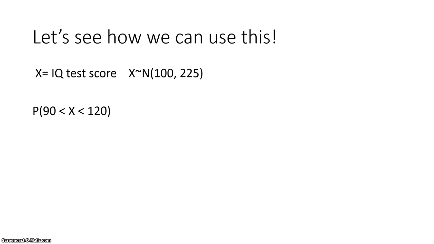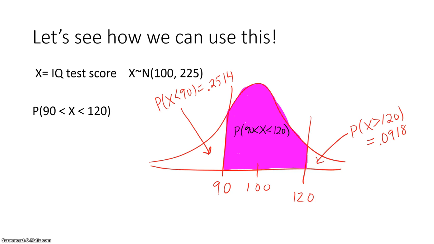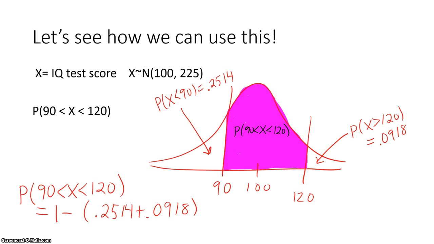Now, if I want to find the probability that a test score is going to be between 90 and 120, that's in this region here, I can use the fact that I know the probability that x is greater than 120 is 0.0918. I found that earlier. The probability that x is less than 90 is 0.2514. I found that earlier. And I know that the total area under the curve has to sum to 1. So I can find the probability that x takes on a value between 90 and 120 by taking 1 minus those other two areas, which gives me 0.6568.